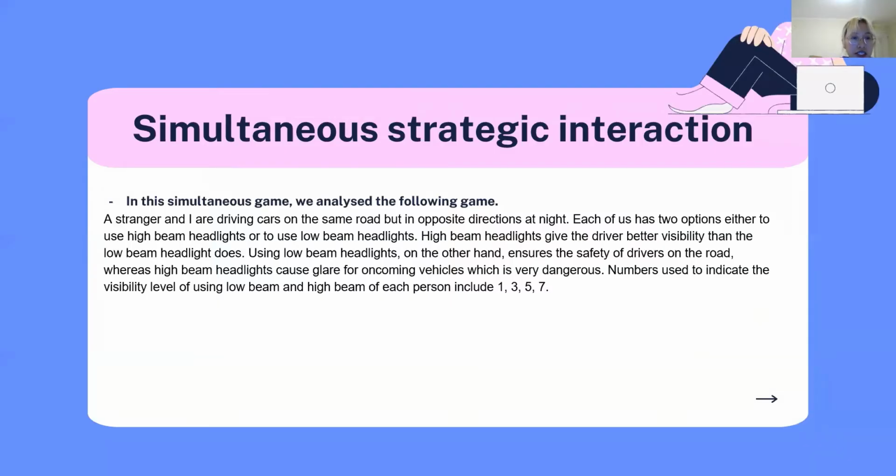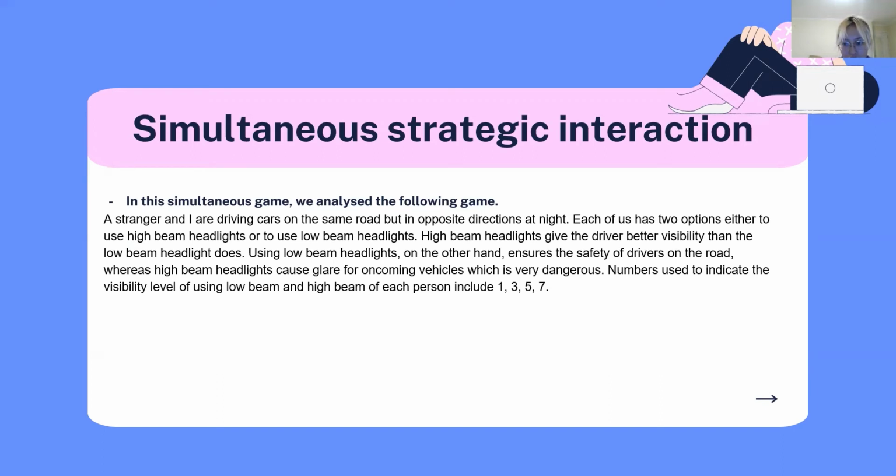In this simultaneous game, we analyzed the following game. A stranger and I are driving cars on the same road, but in opposite directions at night. Each of us has two options, either to use high beam headlights or to use low beam headlights. High beam headlights give the driver better visibility than the low beam headlight does. Using low beam headlights, on the other hand, ensures the safety of drivers on the road, whereas high beam headlights cause glare for oncoming vehicles, which is very dangerous.